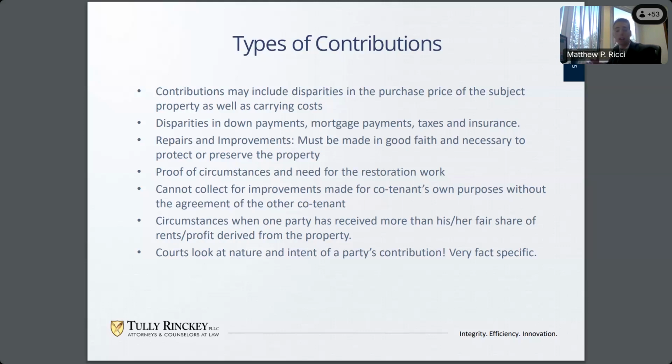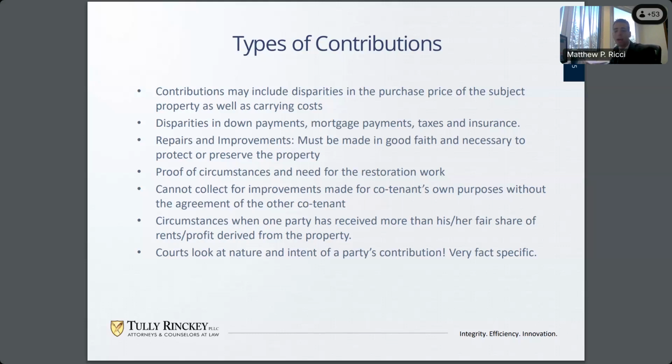But the case law has developed this and requires the parties to set forth a showing that if an individual is trying to recover their excess contributions, claiming they were made for repairs and improvements, it requires that party to establish that those repairs and improvements were, one, made in good faith, and two, necessary to preserve or protect the property. Those are very, very important factors.